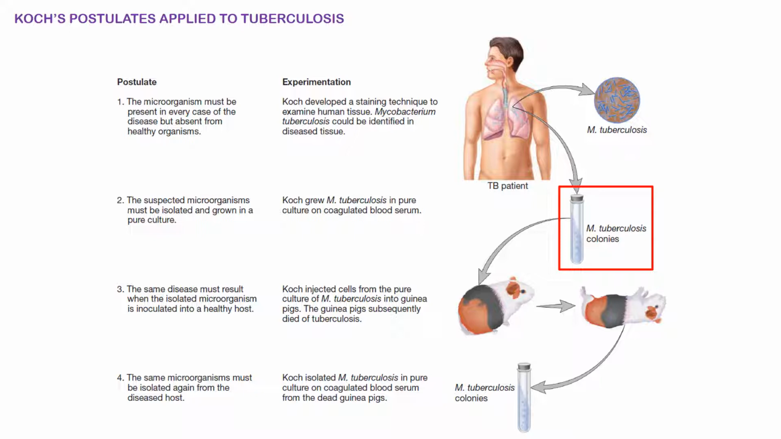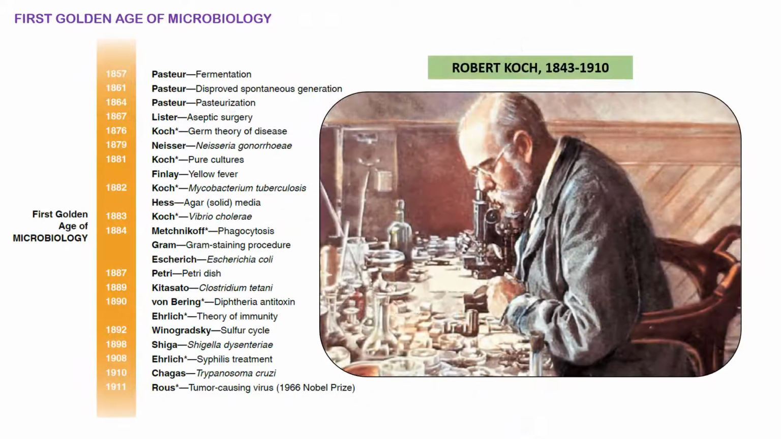Then the resulting colony, when injected into the healthy organism, will still cause the same disease or symptoms. And you will also be able to isolate or detect the same microbe from the second person or organism. So definitely in this timeline, Koch was credited also with discovering TB or tuberculosis.